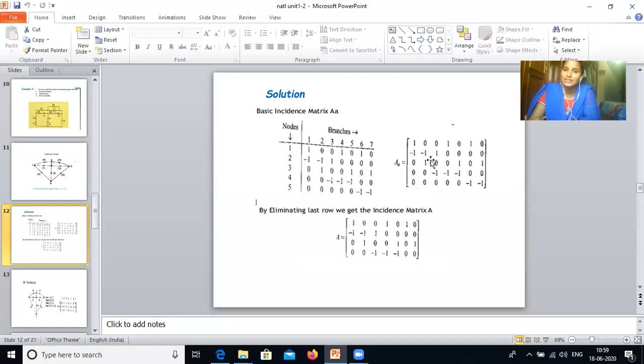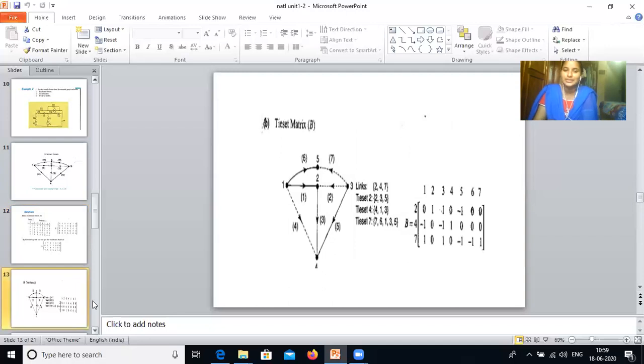Even if the reduced incidence matrix is given, we can form the incidence matrix because a 1 and a minus 1 will be there in each column. Next, by eliminating any one row from the incidence matrix, we can form the reduced incidence matrix.